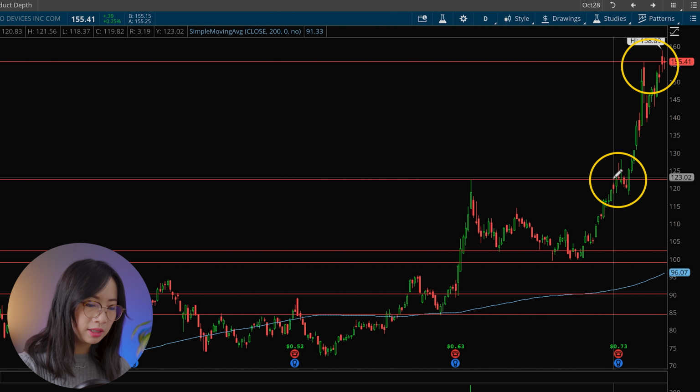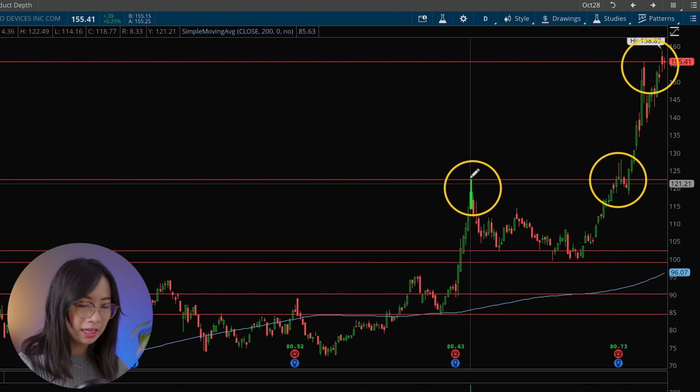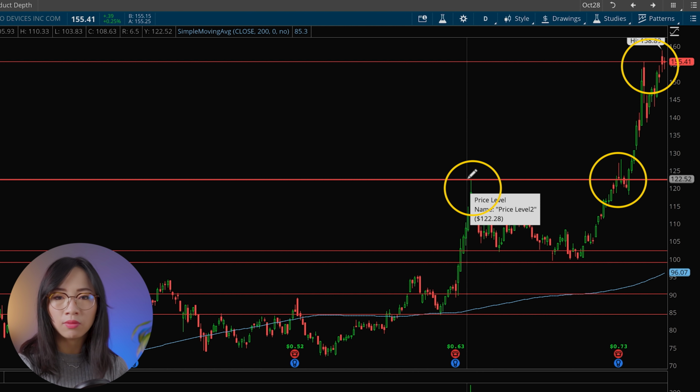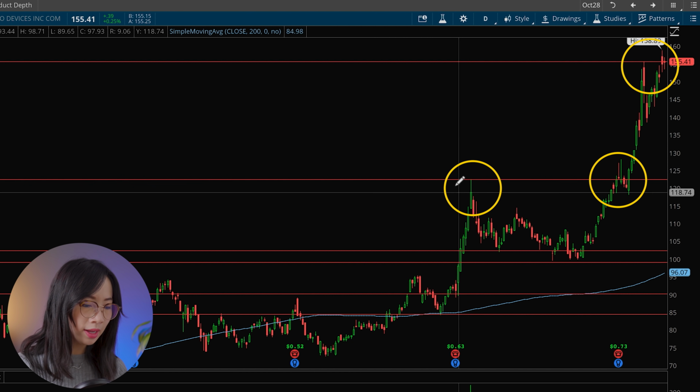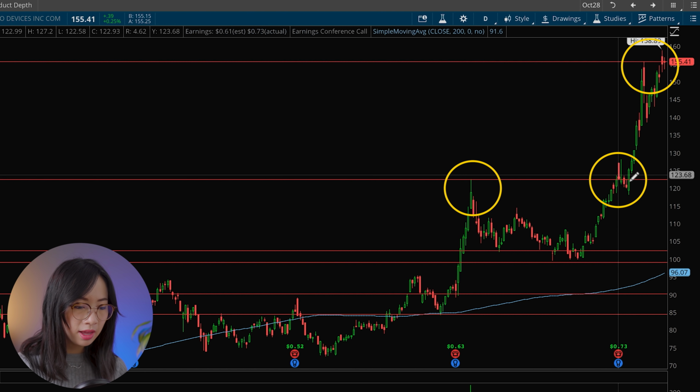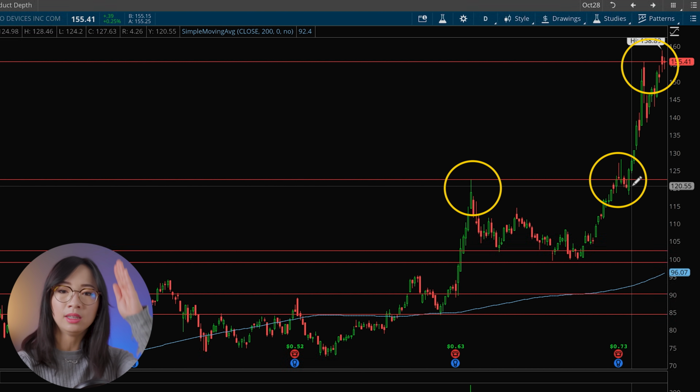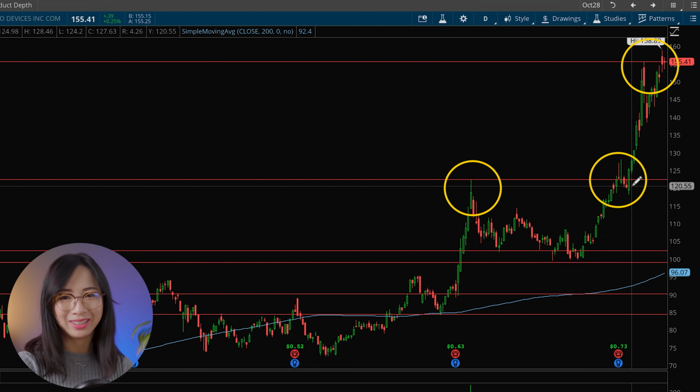Down here as well, you can see a resistance level around this extreme high right here, right? Around the 122, 123s area. That's been tested once over here, second time again, and the third time. That's when it succeeded and broke out above that resistance.